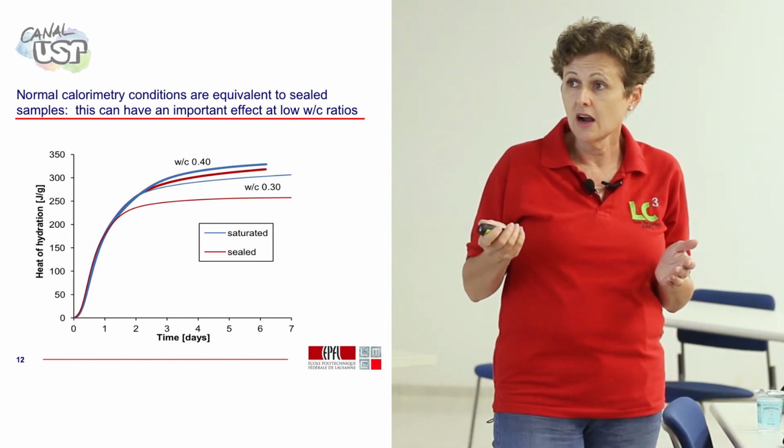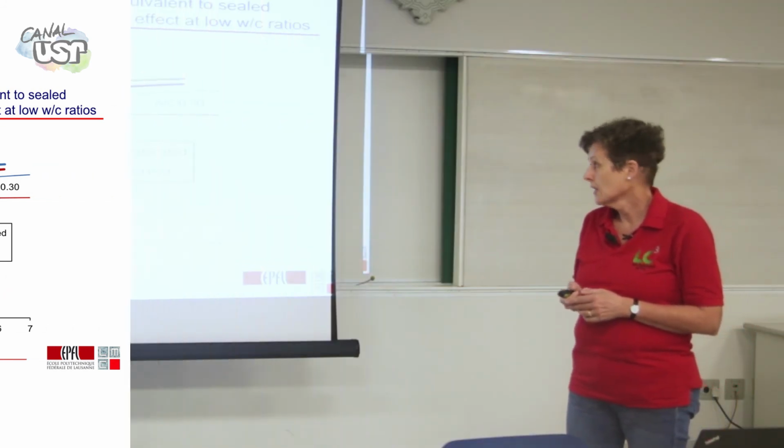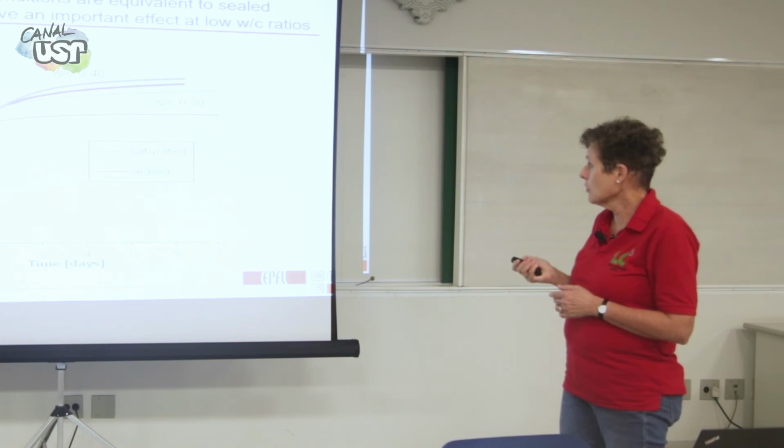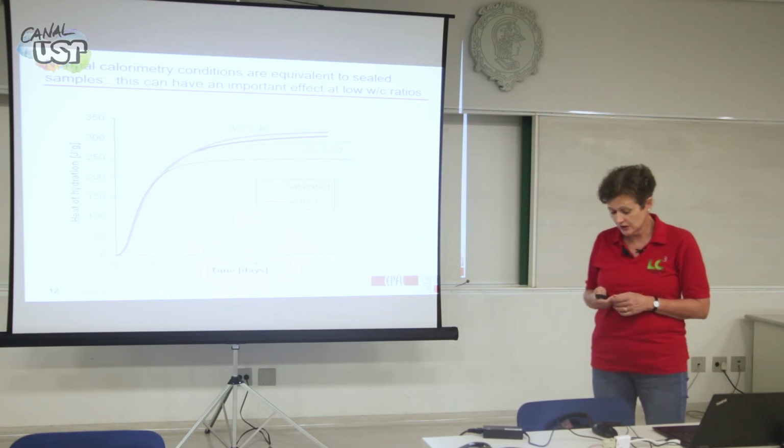You can see the hydration kinetics here are just about the same in the 0.4 case. But when we go down to lower water cement ratios, in this example 0.3, you can see even from about 1 day, you get a significant deviation between the two samples. In this case, there's not enough water available and the hydration is significantly slowed down.